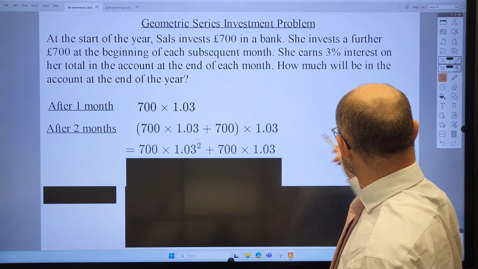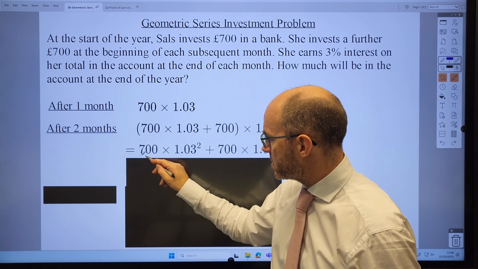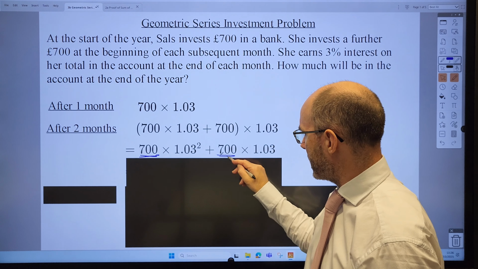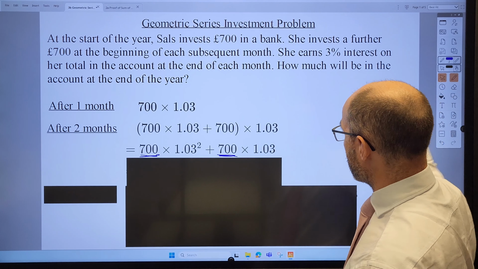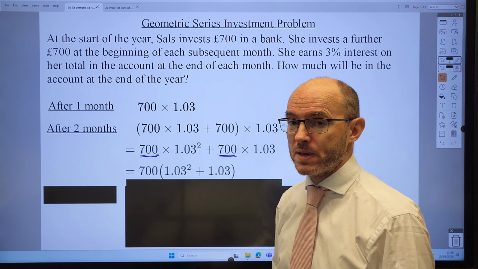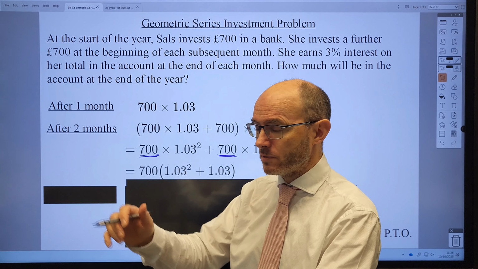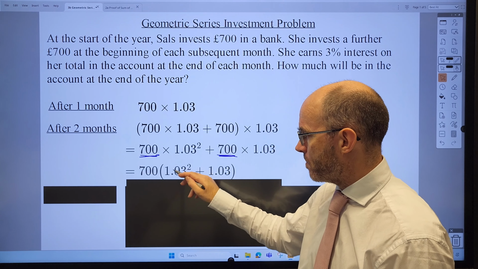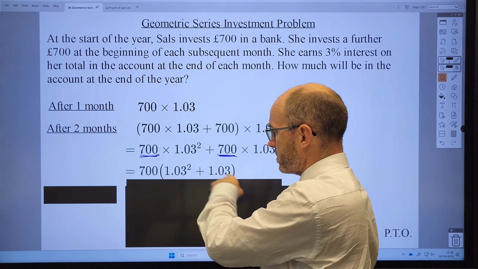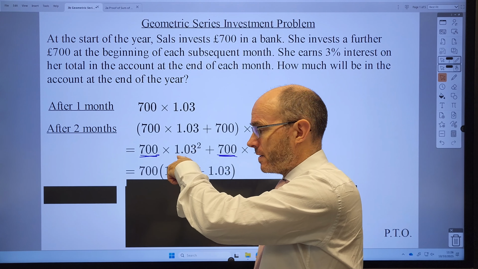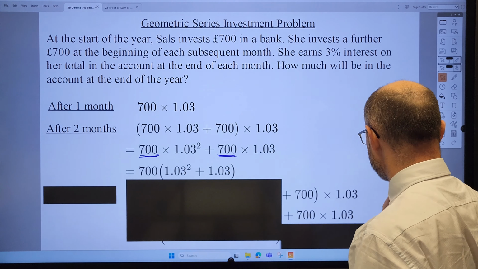Now, what you can do is you can rewrite it. Notice the 700 here and here, you can factorise with the 700. And I've done that in my next line. So factorise means set of brackets, 700 in front of the brackets, and then inside the brackets 1.03 squared plus 1.03. Check. When you expand the brackets, you get that line there again. So that's after 2 months.